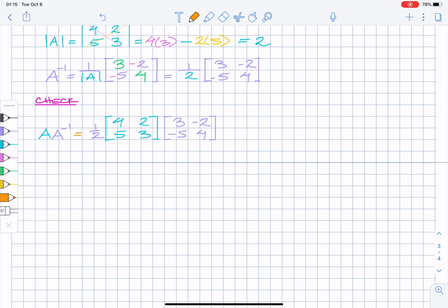Okay, so what do we get? We get 1/2 times the matrix. Let's do the multiplication. 4 times 3 is 12, minus 2 times 5 is 10, so that's 2. 5 times 3 is 15, minus 15 is 0. 8 minus 8 is 0, and -10 plus 12 is 2. So dividing each entry in this matrix by 2, we get 1, 0, 0, 1, check mark. They are inverses of one another.